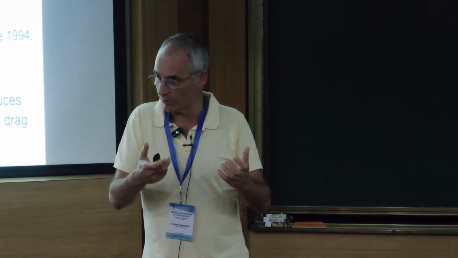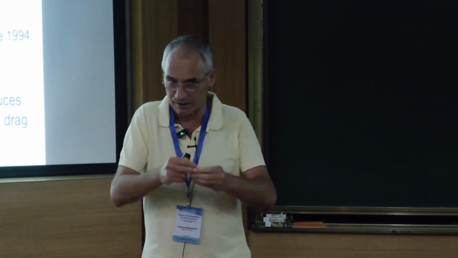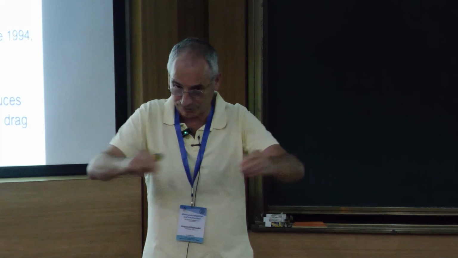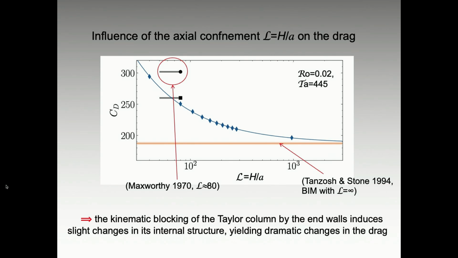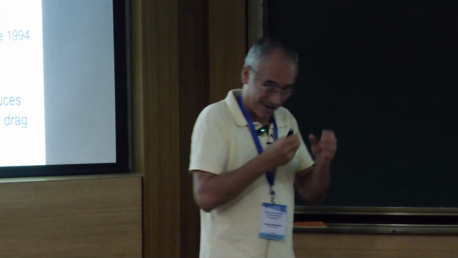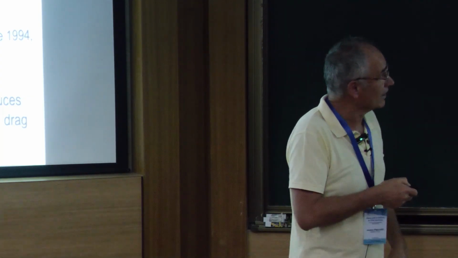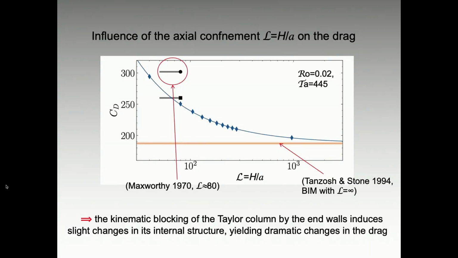And the boundary integral technique, as you know, means that you are considering an infinite domain. So this is really the reference data, and you see how our drag data collapse little by little onto this prediction when we are considering a domain which is typically 1,000 times larger than the sphere diameter. So Maxworthy's experiments were in that range.